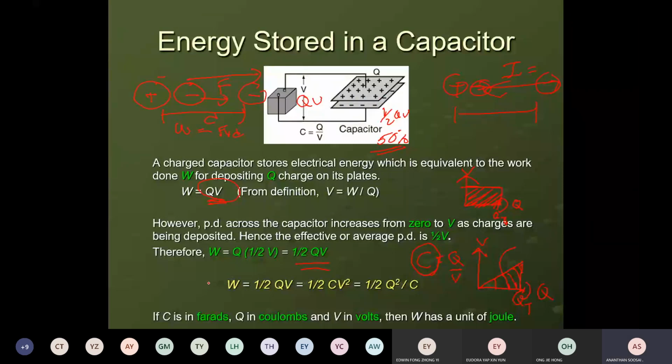So the formula for energy stored in the capacitor, something new, is half QV. Now you know C equals Q over V. If you substitute Q as CV, you get half CV squared. And if you substitute V as Q over C, you get the third formula, half Q squared over C. So these are the three energy formulas for a capacitor.